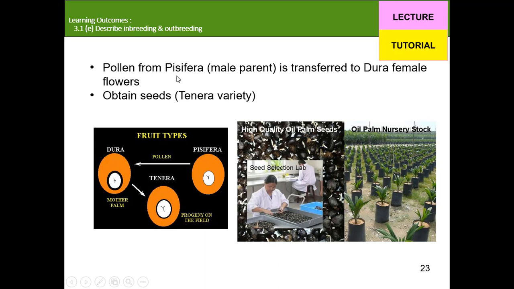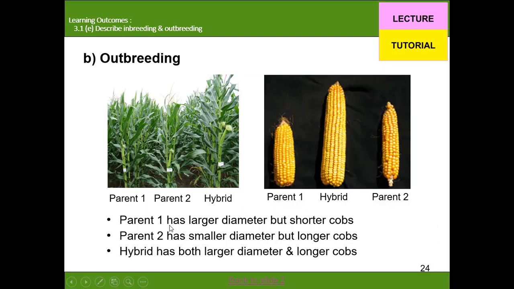Okay, this is how Piscifera, the male parent, is transferred to Dura female flowers, then produces the Tenera variety. As we can see here, parent one has larger diameter but shorter cobs. Another parent has smaller diameter but longer cobs. So the hybrid has both larger diameter and longer cobs. We choose the qualities of both parents to produce a high quality hybrid.